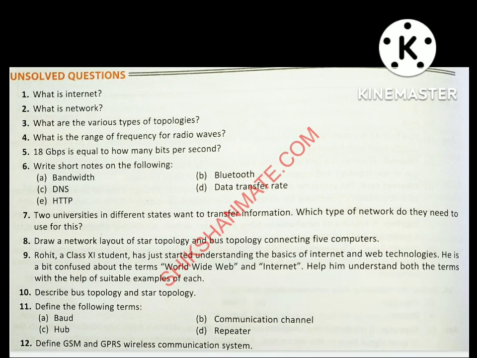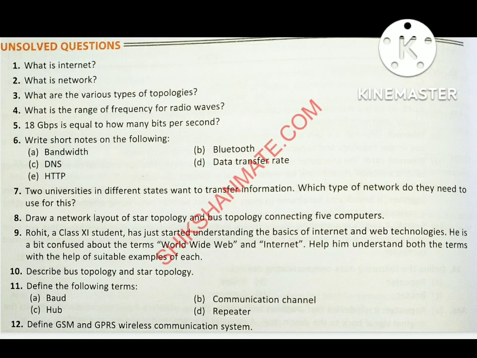Now our next question is a case-based question, so let's read it out. Rohit, a class 11 student, has just started understanding the basics of internet and web technologies. He is a bit confused about the terms World Wide Web and internet. Help him understand both the terms with the help of suitable examples of each. So we can help him by making him understand about these two terms, World Wide Web and internet.